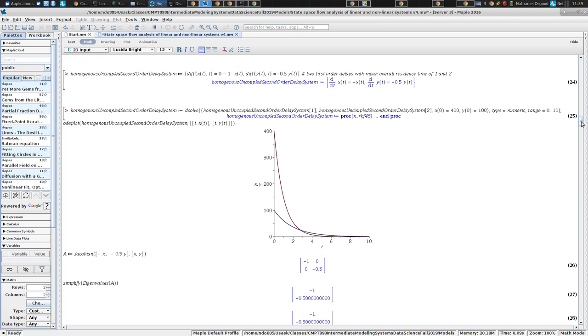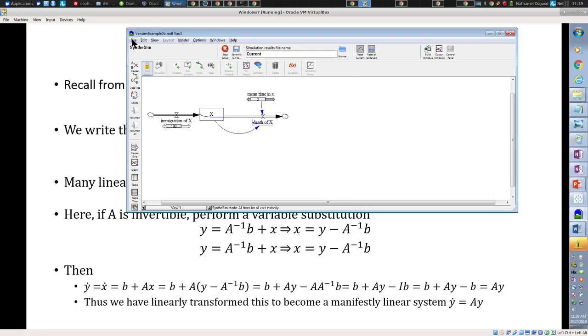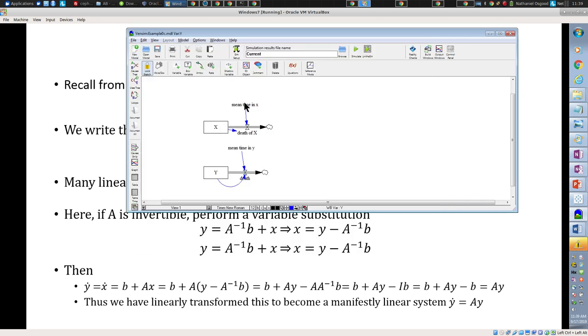It's a second order delay system, and in our Maple sheet I call it example 0C. So I'm going to load this in. Here we go. So here's 0C.